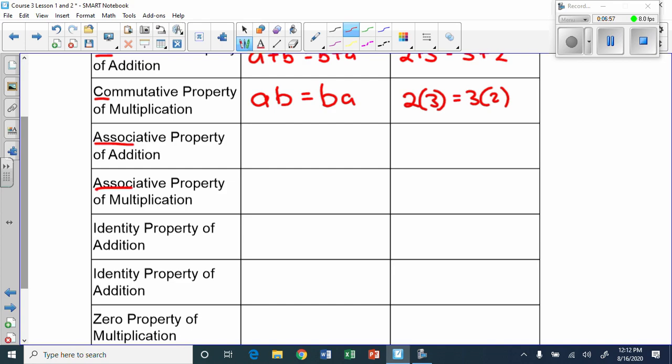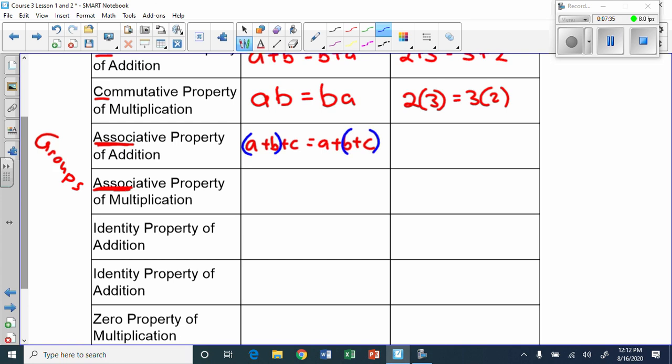Associations, or your associates, are the people that you hang out with. So the associative property actually changes who you hang out with, who you associate with. Think about associations as your groups. The groups might change. So when we look at the associative property, if I have (A + B) + C = A + (B + C), notice the order is the same. What I'm going to change is my grouping.